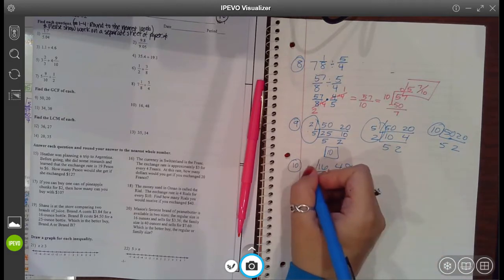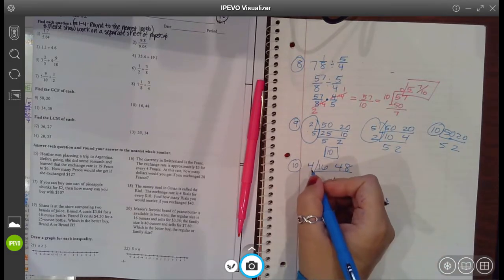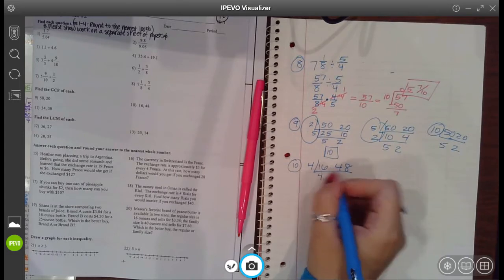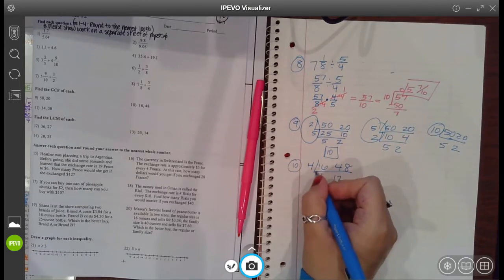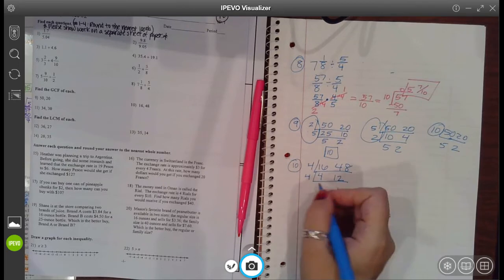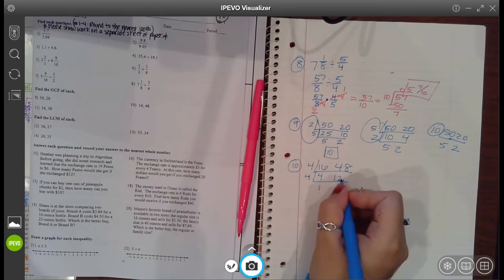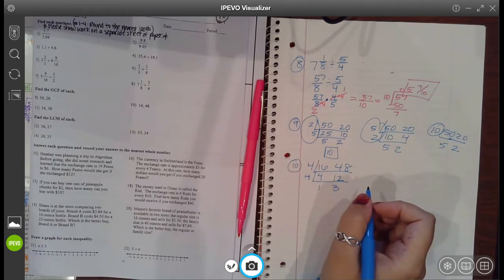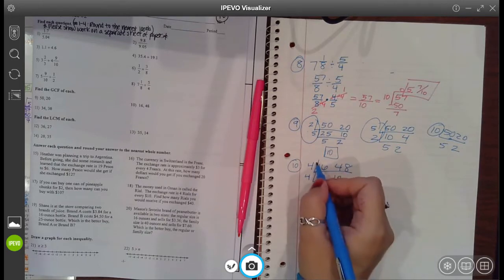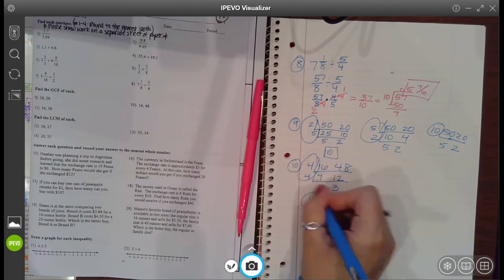I look at this and I immediately see 4. So 4 times 4 is 16 and 4 times 12 is 48. And then I see 4 can go into those. That goes in once. And 4 times 3 is 12. So I can't keep going. 4 times 4 is 16.